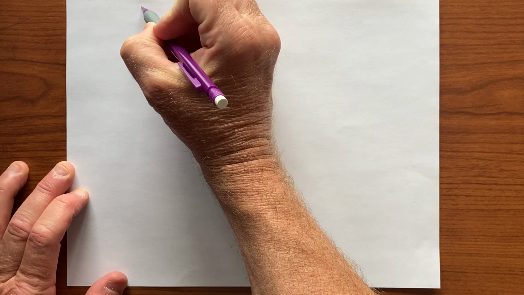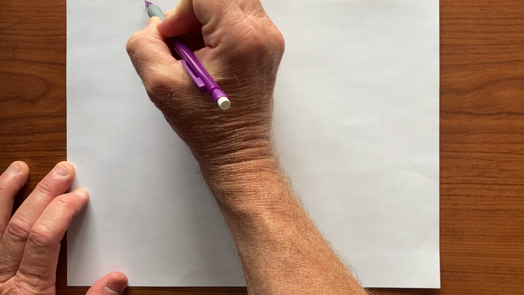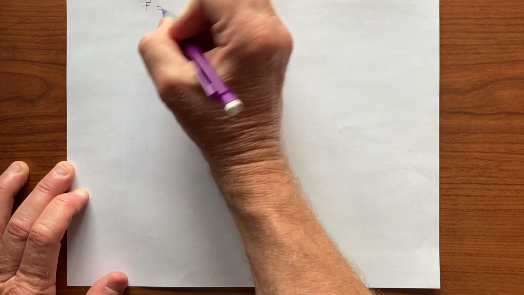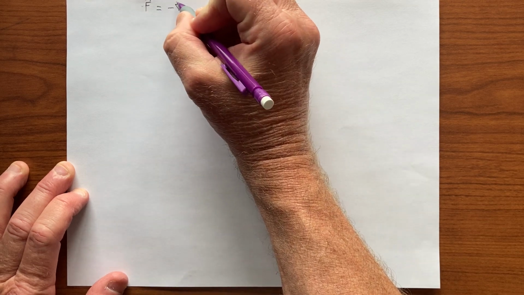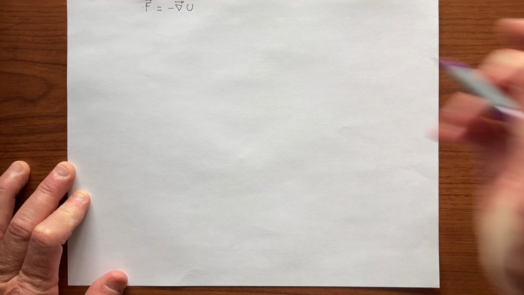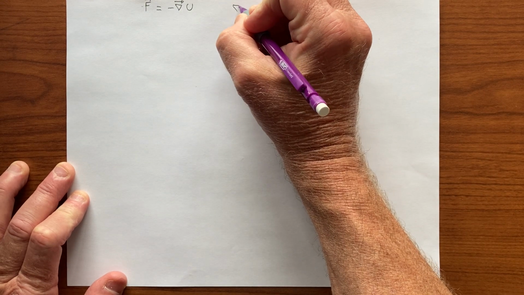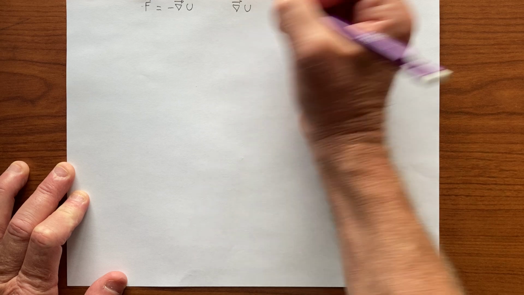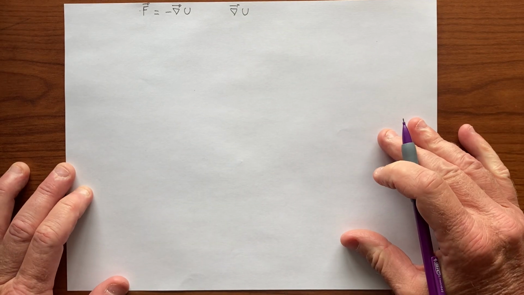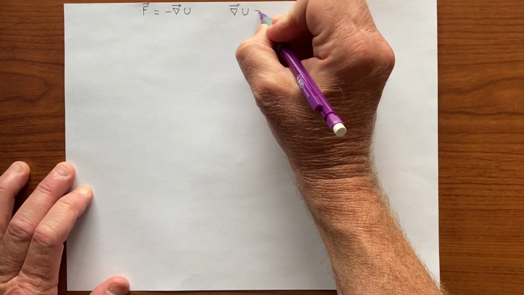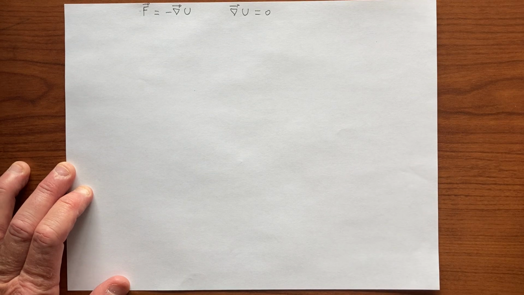Okay, so let's say that we have a conservative force F, which therefore means that we can get it as the gradient of some potential energy function, U. So if the gradient of U is equal to 0, we know that the force is 0.